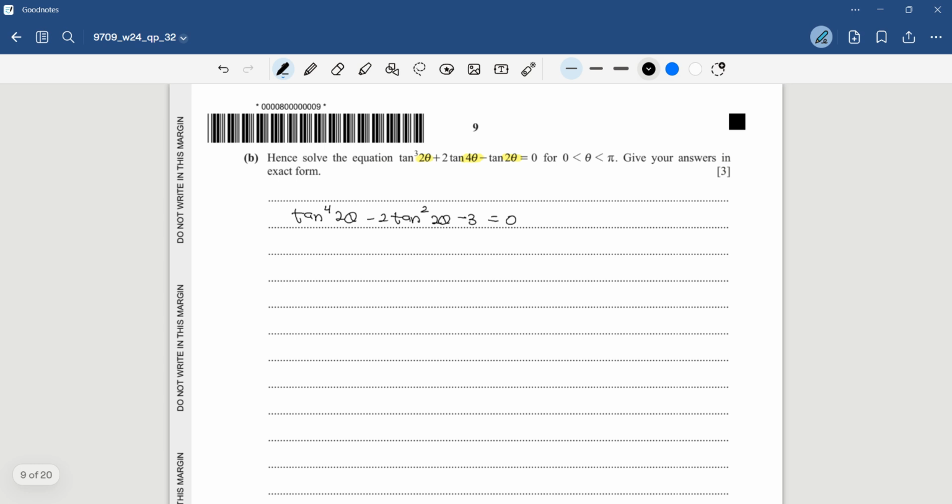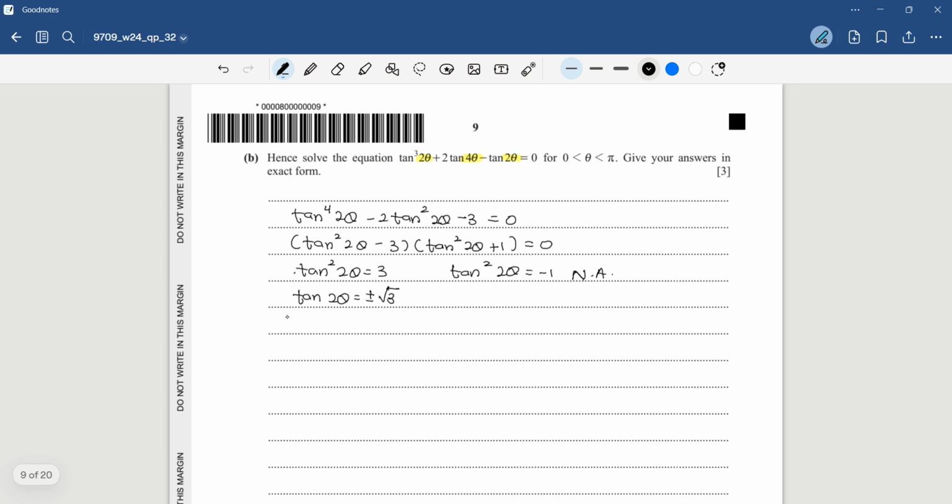Okay, so we factorize them. So tangent square 2 theta minus 3, tangent square 2 theta plus 1 equal to 0. So tangent square 2 theta equal to 3, and tangent square 2 theta equal to negative 1, and this one is not applicable because tangent square is negative, you cannot get a negative when you square any number. So over here tangent 2 theta will be plus minus root 3.